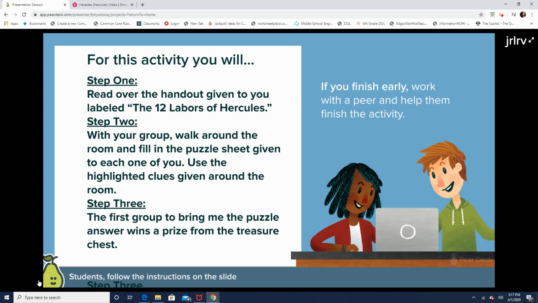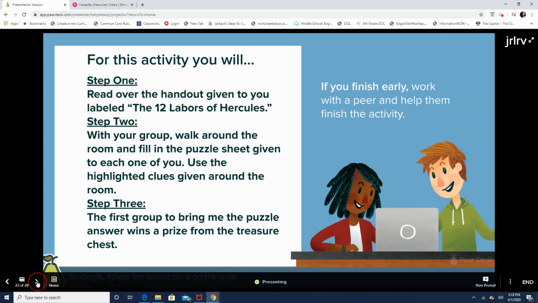Step three, it says the first group to bring me the puzzle answer wins a prize from the treasure chest. And of course, I had a treasure chest filled with, I think, some type of candy. It says if you finish early, work with a peer and help them finish the activity. A lot of them didn't finish early. A lot of them would finish right on time, or I would have to go into the next class period for them to finish. So it worked out really well.